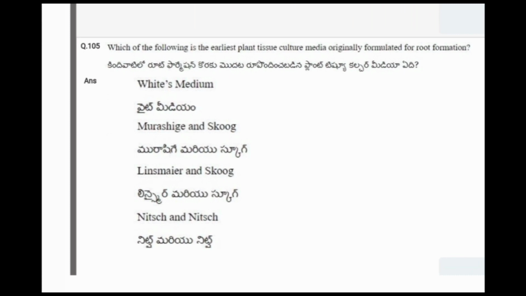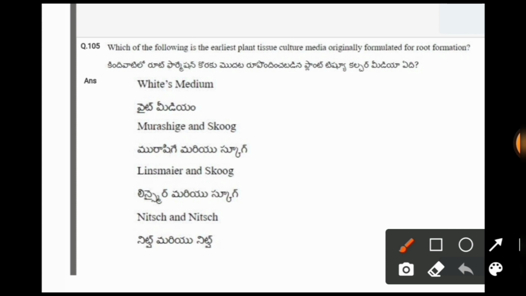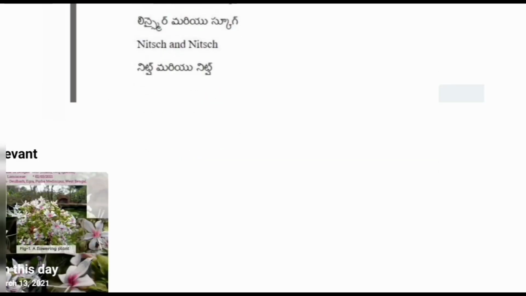Next question. Which of the following is the earliest plant tissue culture media originally formulated for the root formation? So the options are White's medium, Murashige and Skoog medium, and Linsmaier and Skoog medium, so Nitsch and Nitsch medium. So the correct option is the first one, that is White's medium. Next question.